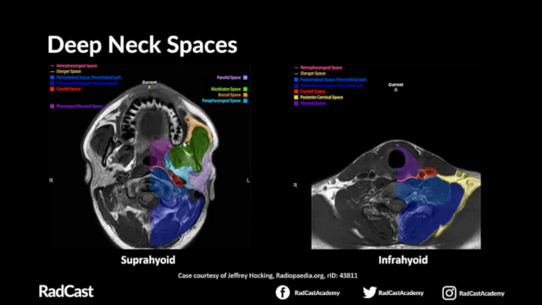So say you have a big masticator space lesion or abscess, it will displace the parapharyngeal fat posteromedially. If you have a parotid space lesion or deep abscess, it will displace the parapharyngeal fat medially. So that's a good landmark to be aware of. And then you also have your infrahyoid neck spaces, which are less relevant mostly for acute neck infection. Most of the action happens in the suprahyoid neck.